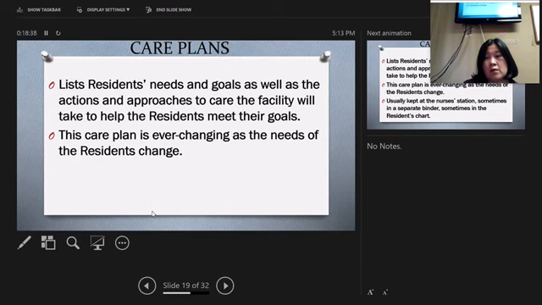We're going to go into the shower room. You see parts of their care plan hanging on the wall that tells you what shower chair they use. Can they get in the shower independently? Are they going to get in the shower in a shower chair?